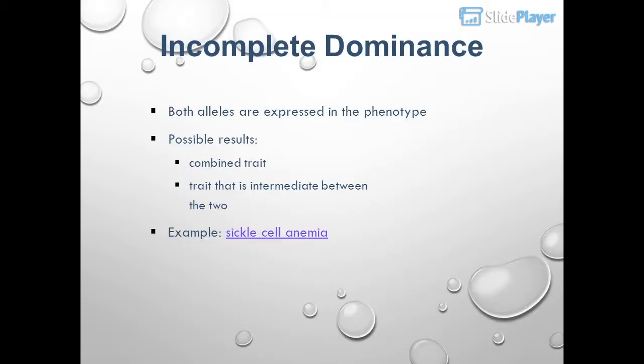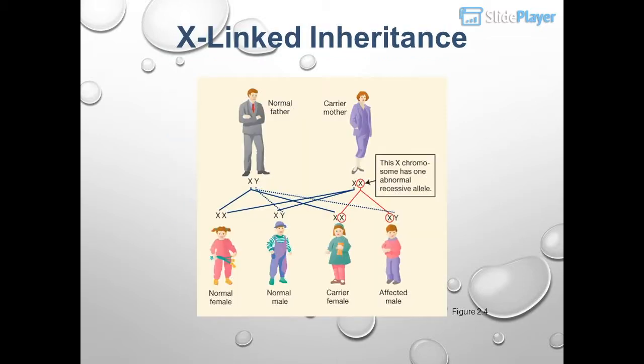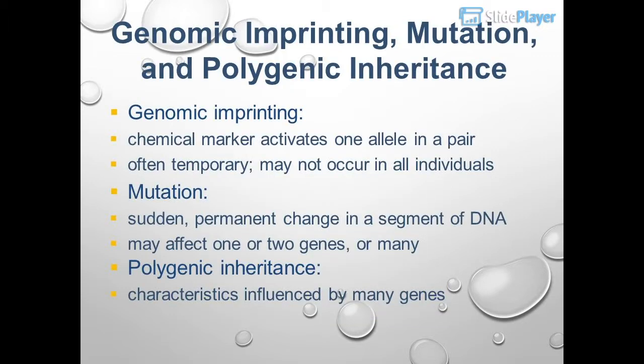Incomplete dominance. Both alleles are expressed in the phenotype. Possible results: a combined trait, a trait that is intermediate between the two. Example, sickle cell anemia. X-linked inheritance. Figure 2.4 X-linked inheritance.